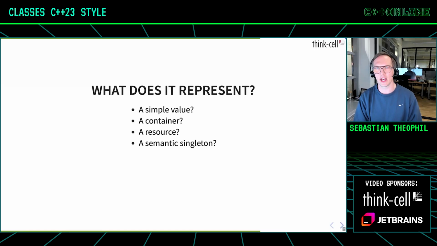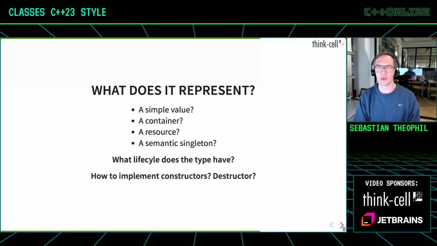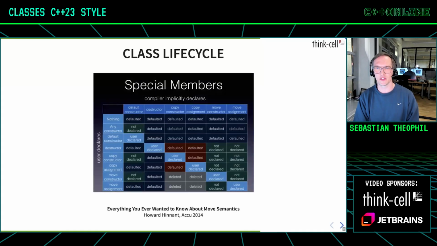And when I've decided that, I have already decided what lifecycle that thing should have. The lifecycle here means, how do I have to implement the constructors and destructors? And which ones do I have to implement? And when I say which constructors do I have to implement, you are probably already thinking of this famous table.